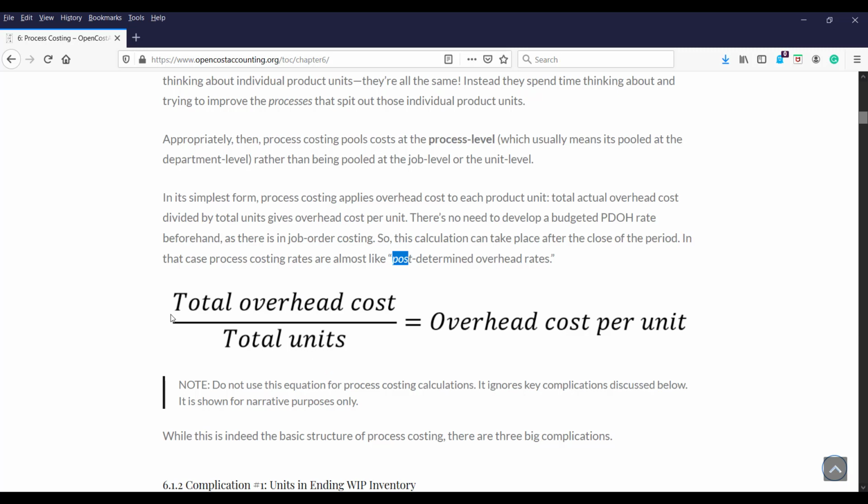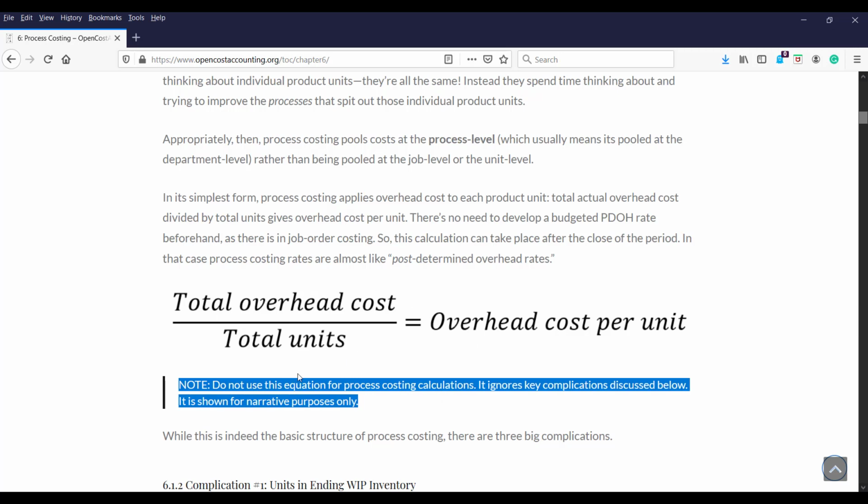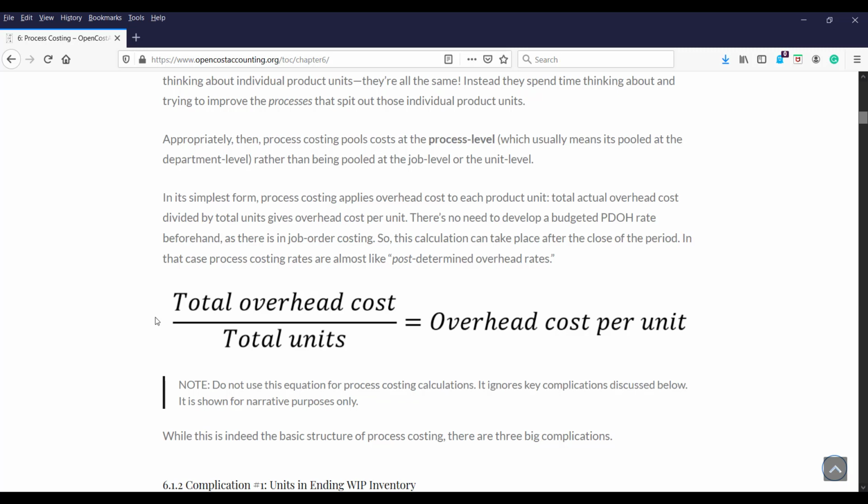At least we can. Now, I have an important note here. Please don't think that because you see this equation in the textbook, you should therefore use it. Obviously not. I'm using it for didactic purposes. I'm trying to show you this is where we start from, and then we're going to add some features to the equation to factor in how process costing actually works.